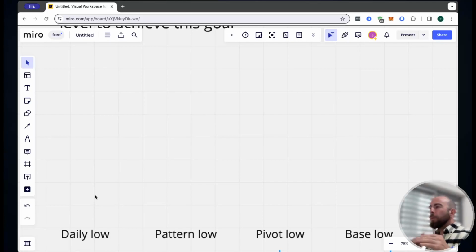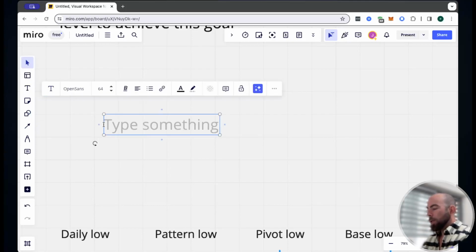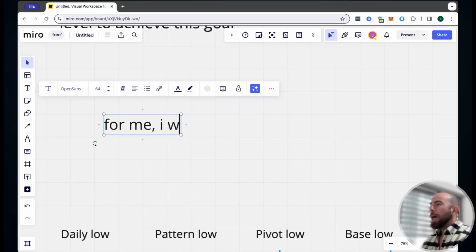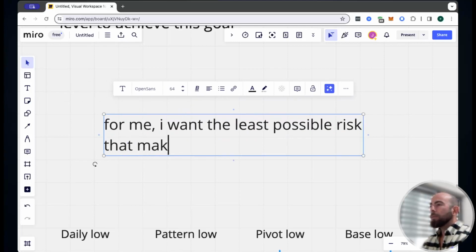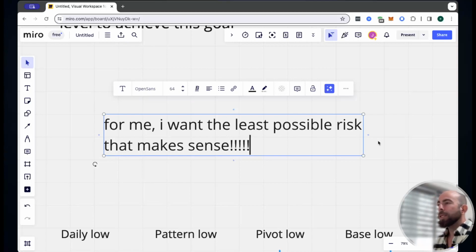Now, before I continue, I needed to say something else. For me, and I should write it down, let me move the mic for just a second. For me, I want the least possible risk that makes sense.